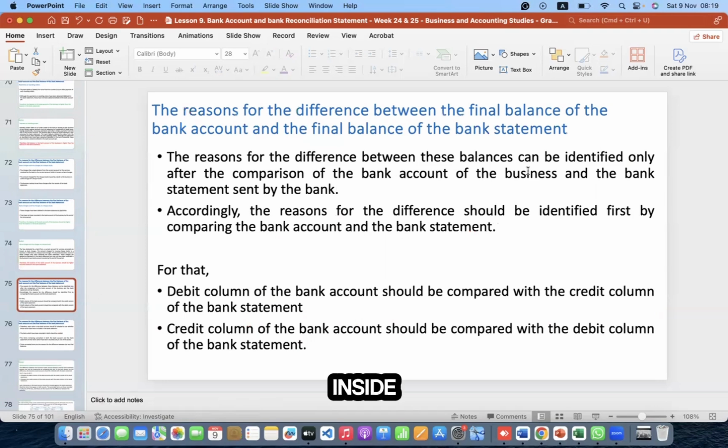Let's look at what is inside. The reasons for the difference between these balances can be identified only after the comparison of the bank account of the business and the bank statement sent by the bank. Accordingly, reasons for the difference should be identified first by comparing the bank account and the bank statement.